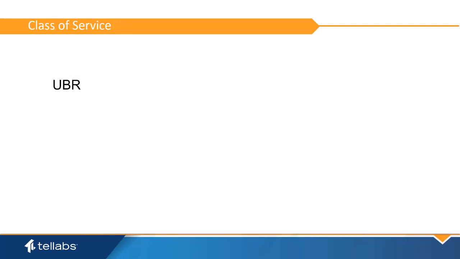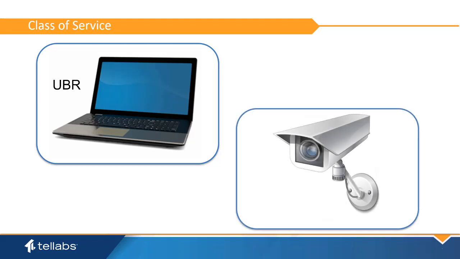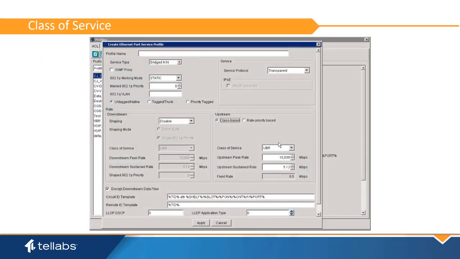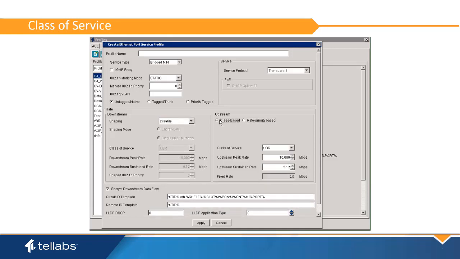A UBR class of service, or best effort eligibility, is used for services that are bursty in nature, such as internet browsing or file sharing. For services that have a constant upstream requirement, such as security cameras, a higher class of service may need to be used. When using UBR for a service, the service is allowed to reach a maximum peak rate set in the profile. Whenever the service is not using bandwidth, the unused bandwidth is always shared on the PON span with other services.